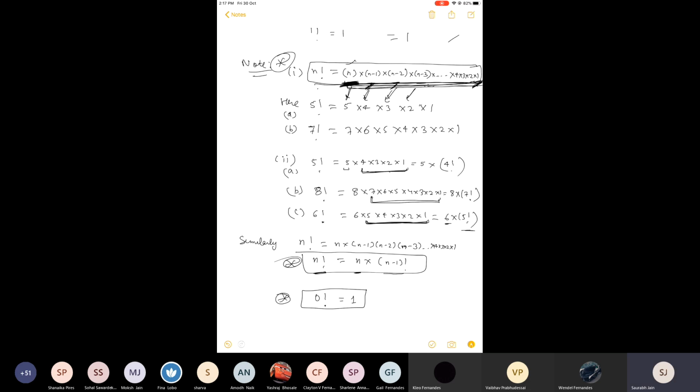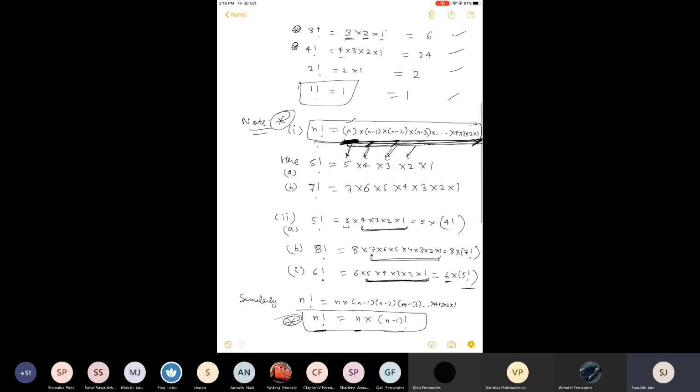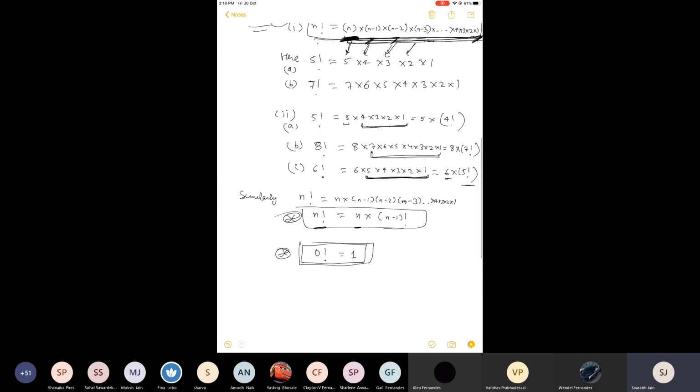Now this thing is not coming by the definition. 0 factorial is not coming by definition, because the definition says that it is the product of first n consecutive natural numbers. So how will you read it for 0 factorial? Product of first 0 natural numbers will not make any sense. Then how are we getting the value of 0 factorial as 1? And please note, two numbers are there: 1 factorial is also 1, and 0 factorial is also 1, right? How are we getting these values?